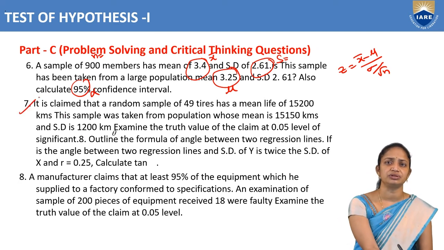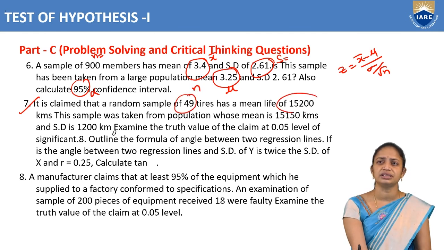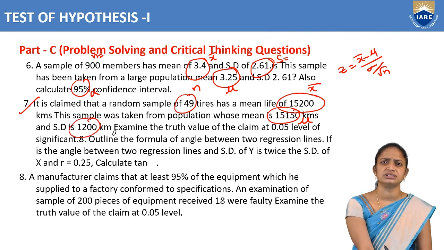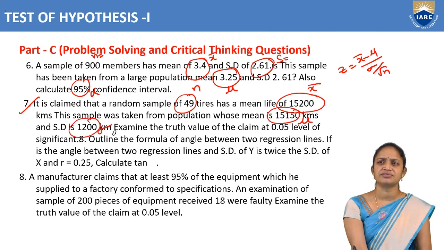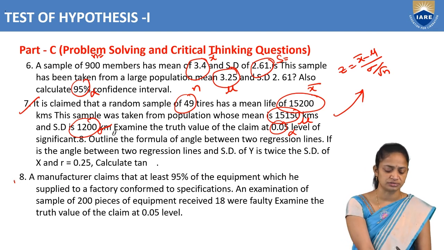Okay, so coming to the next question, it is claimed that the random sample of, so here this is n value and this is mean, that is x bar. So the sample is taken from the population, so mu equal to, so here they have given that mu equal to and standard deviation sigma equal to, and the level of significance alpha equal to 0.05. So here we have to calculate the values. Okay, so the values we have to calculate by using the same procedure, z equal to x bar minus mu by sigma by root n. So then next question.